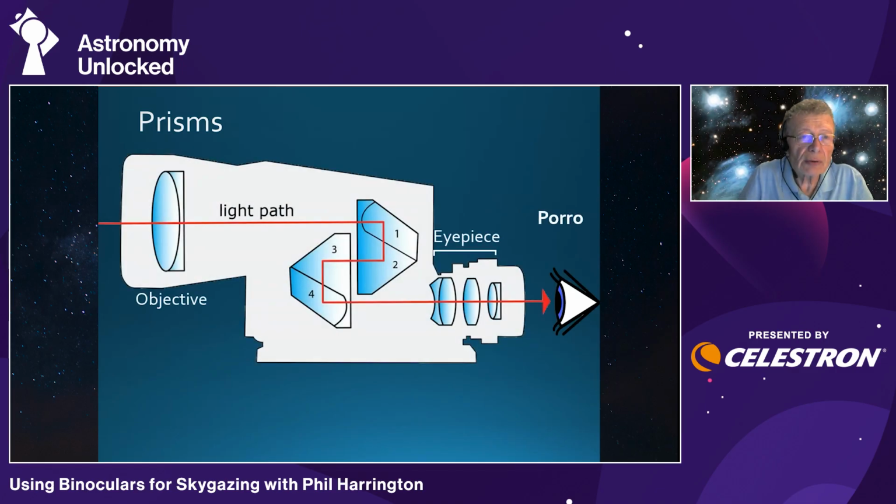A little closer view of Porro prisms. That's what they look like if you get a little more detail. The objective lens is labeled over there. You see the sets of prisms. And the red line, that's the light path, bouncing off different surfaces in the two prisms and now through the eyepiece. Those are Porro prism binoculars. Again, the more common design.